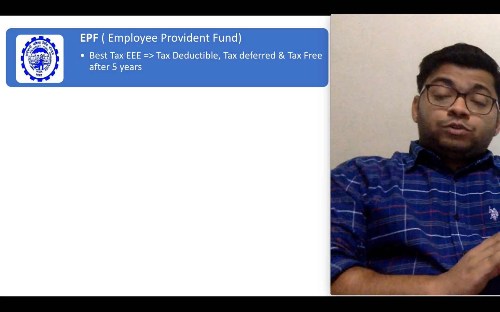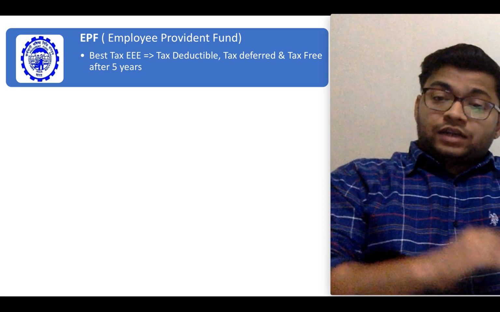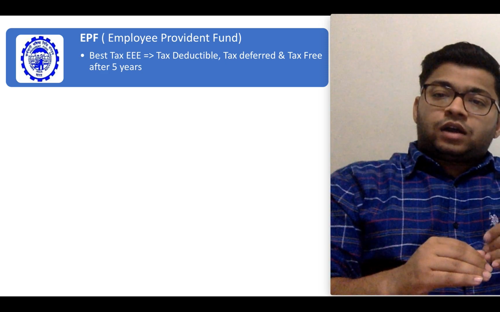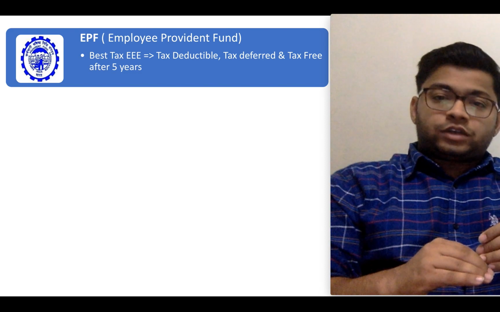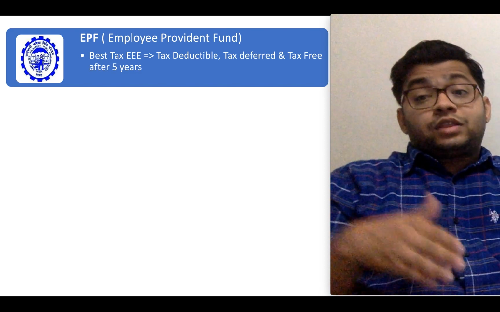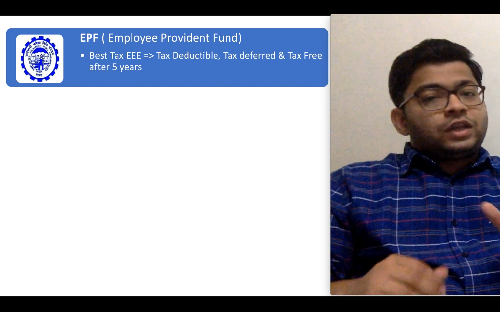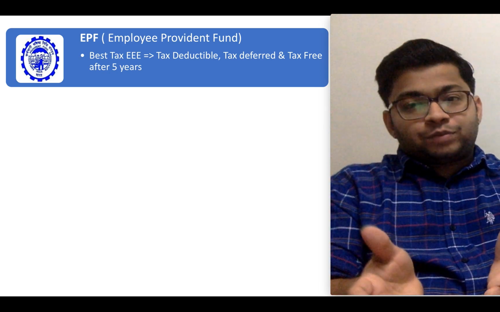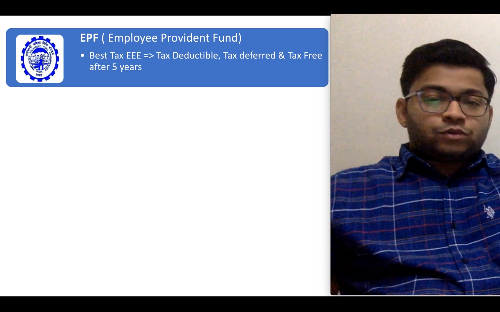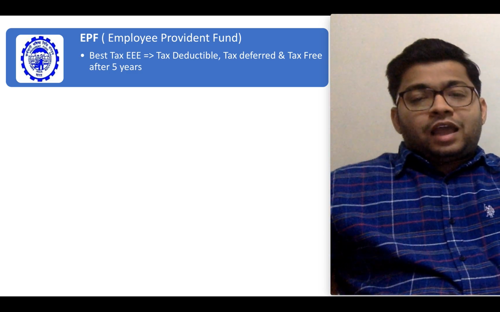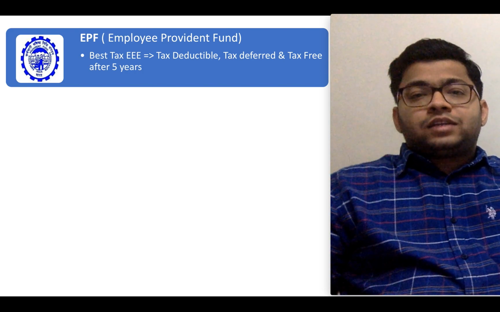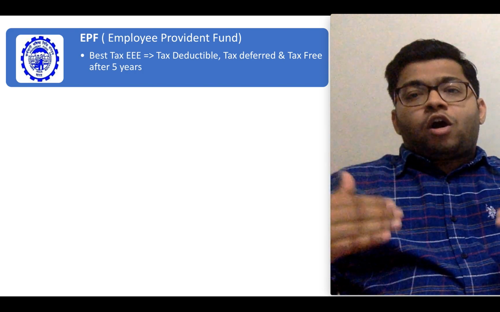So your contribution falls under 80C, that is, up to 1.5 lakhs of the investment. You can consider it as a deduction under 80C. The company's contribution is very beautiful in the sense that it is not even considered in your gross income. It's not even considered a part of your income, so you don't even have to deduct it. And therefore, if you are, let's say, in the 30% bracket, you're getting 30% off already on the investment.